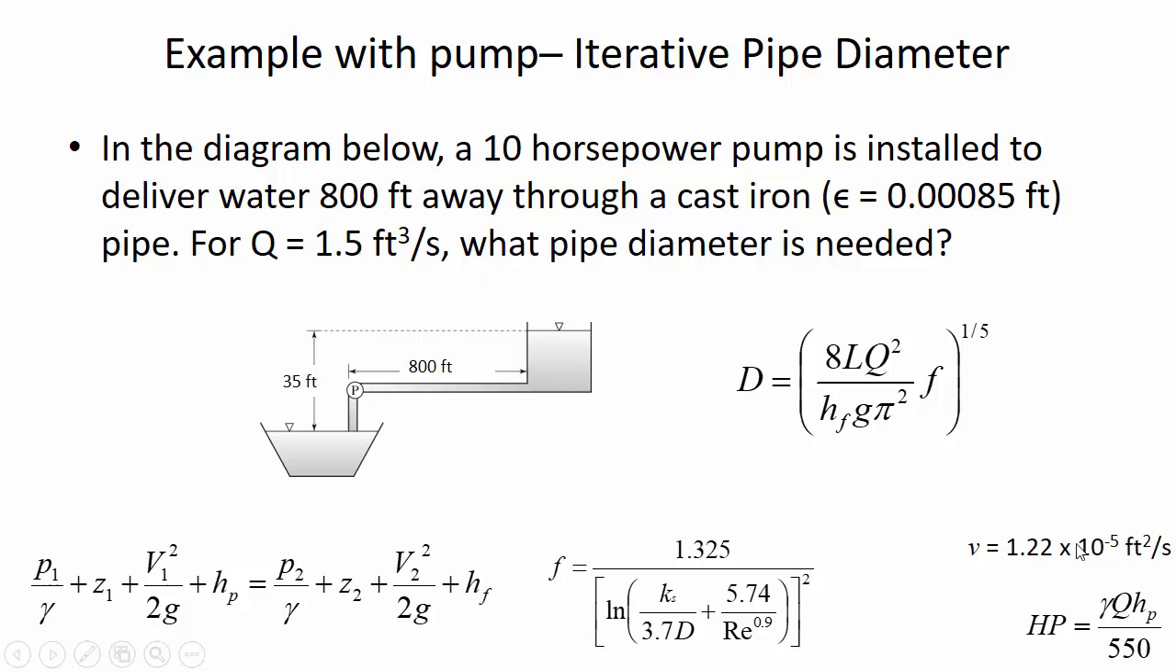Of course, the kinematic viscosity that's at the tip of my tongue all the time, 1 times 10 to the minus 6th, that's for SI units. In traditional units, it's a little bit different.